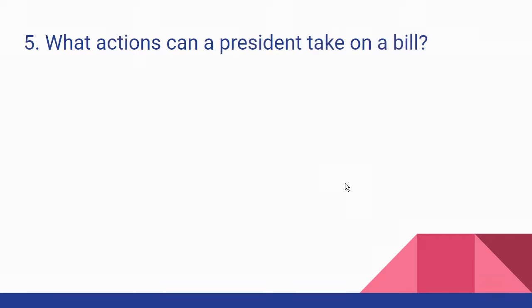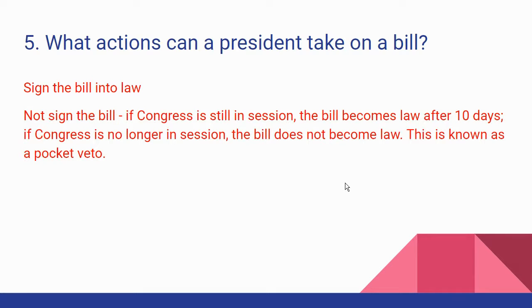Now, what actions can a president take on a bill? Well, they can sign the bill into law. That's the simple one that everybody knows about. They can also not sign the bill. If Congress is still in session, the bill will then become law after 10 days. The reason they would do that is because they don't want to necessarily be associated with that bill for some reason, political reason usually, but they don't want to veto it either. And so they won't sign it. After 10 days, it'll just automatically become a law.